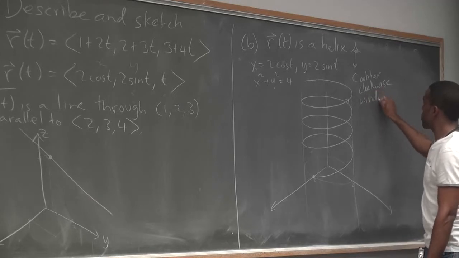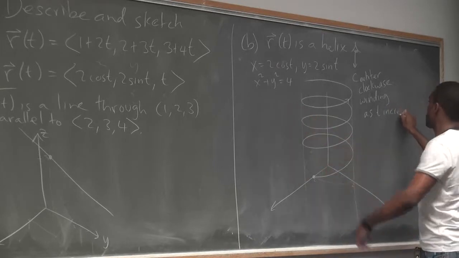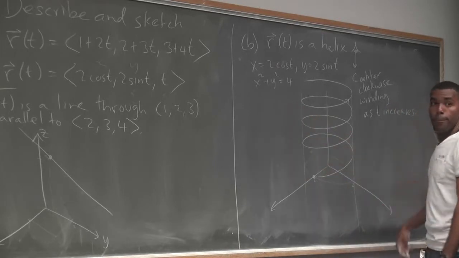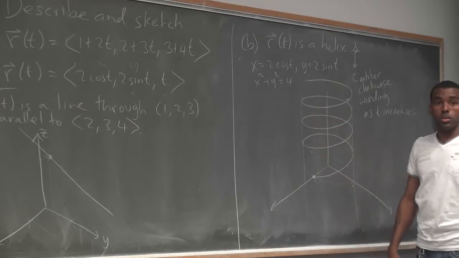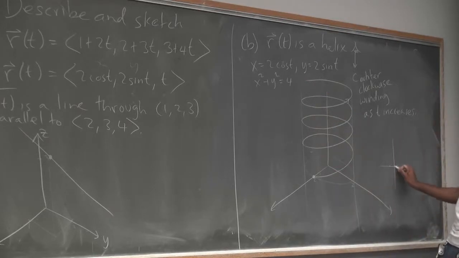How would you make it go clockwise? The x is the cosine. I'm sorry? X is cosine, right? Remember, that's how sine and cosine were developed from the unit circle. Remember, the x-coordinate is cosine, the y-coordinate is sine.